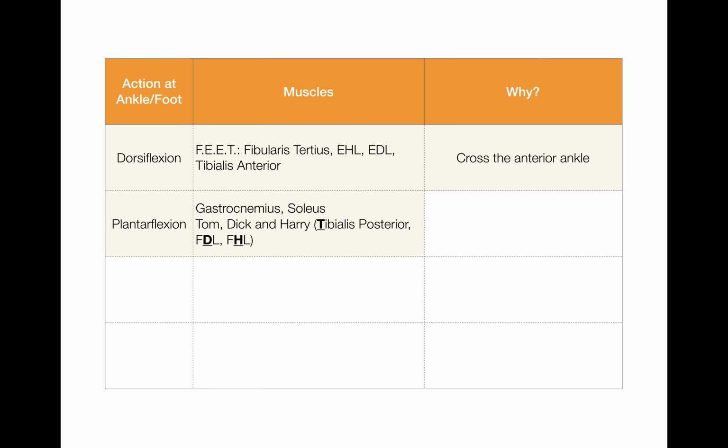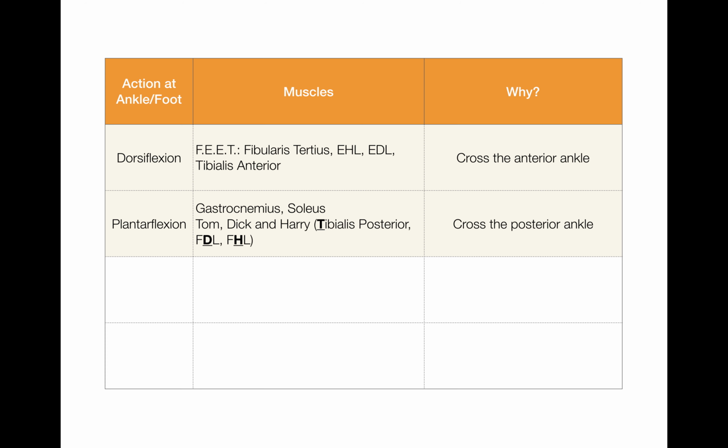So you have gastrocnemius and soleus. Those are two good calf muscles that are superficial. And then you have the deep group, Tom, Dick, and Harry, tibialis posterior. That tells you where it's at. Doesn't tell you that it plantar flexes. What tells you that it plantar flexes is that it's behind the ankle. Okay? Tibialis posterior, flexor digitorum longus, and flexor hallucis longus.